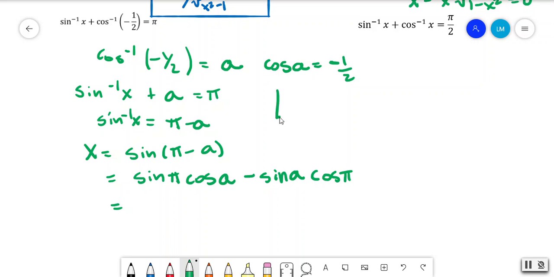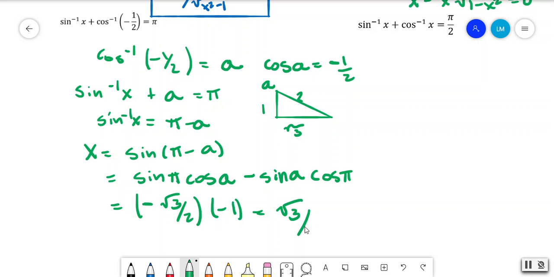Now, with sine of A, essentially you have that this is 1, this is 2, and this is root 3. So let's say that sine of A is right there. So sine of A is going to be root 3 over 2. In that case, that's going to be negative root 3 over 2, times -1, which is root 3 over 2. So accordingly, this is going to be root 3 over 2 for the solution.